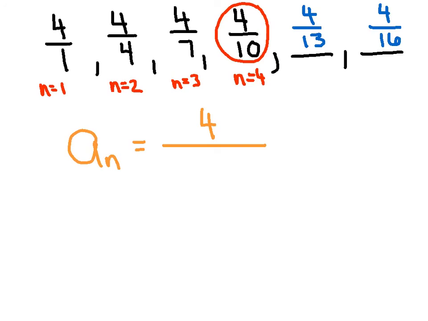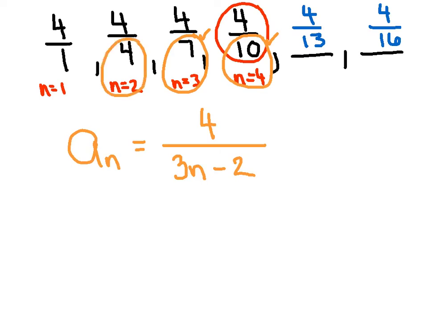When we look at that denominator, what if I tripled the n value and then I subtracted 2? Would that work? Let's see. So we're going to check this rascal right here. Multiply the 3 times the 4 and then subtract 2. Yes, gives me 10. All right, let's check this one. Multiply 3 times 3 and then subtract 2. Yes, we got a 7. All right, multiply 3 times 2 and then subtract 2. Check, we got a 4. All right, check this one. 3 times 1 minus a 2. Check, we got a 1.